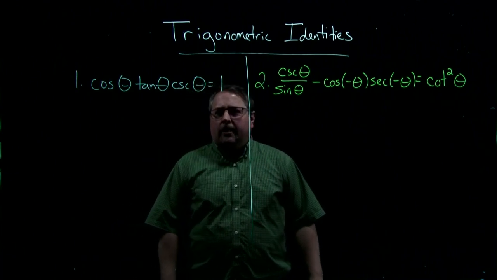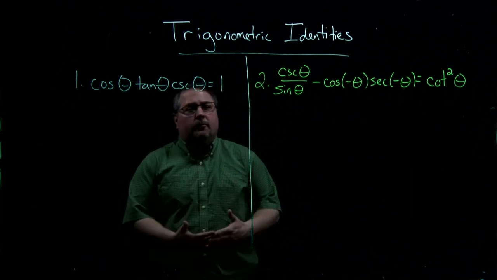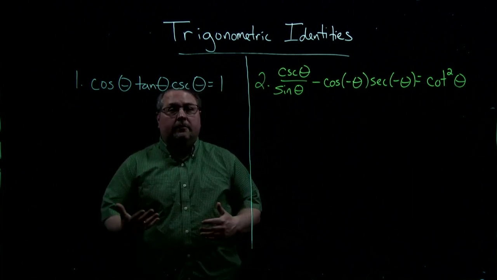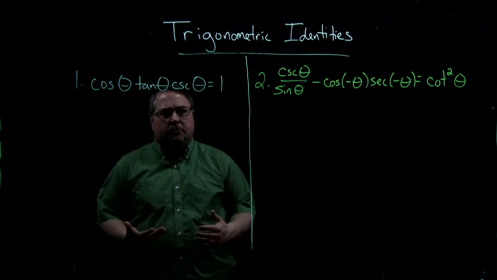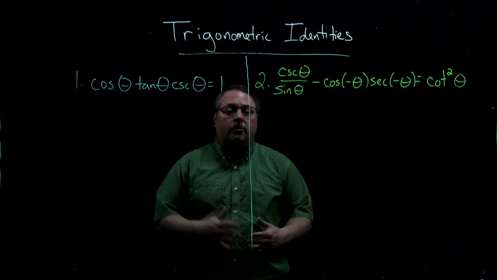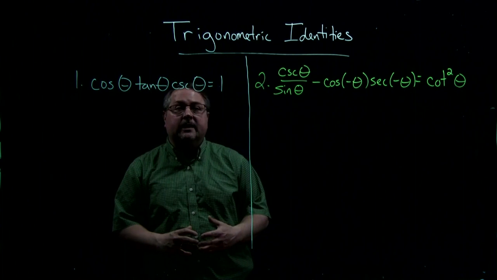In this video, we're going to look at some ways to prove trigonometric identities. So first off, a trigonometric identity is just an equation involving trig functions that is always true. So an identity is just an equation that is true regardless of what value we put in for theta or x or whatever our independent variable is.